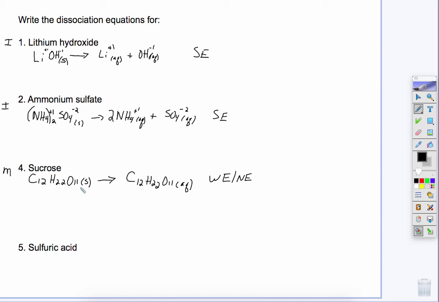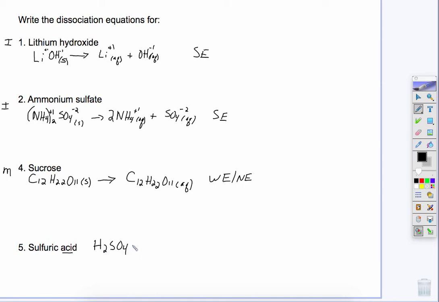So anyway, that's what you would see with the molecular compounds. They don't break into ions. So when you write the dissociation equation, you don't break molecular compounds into ions. Okay, acids are a little bit different. So sulfuric acid is H2SO4.